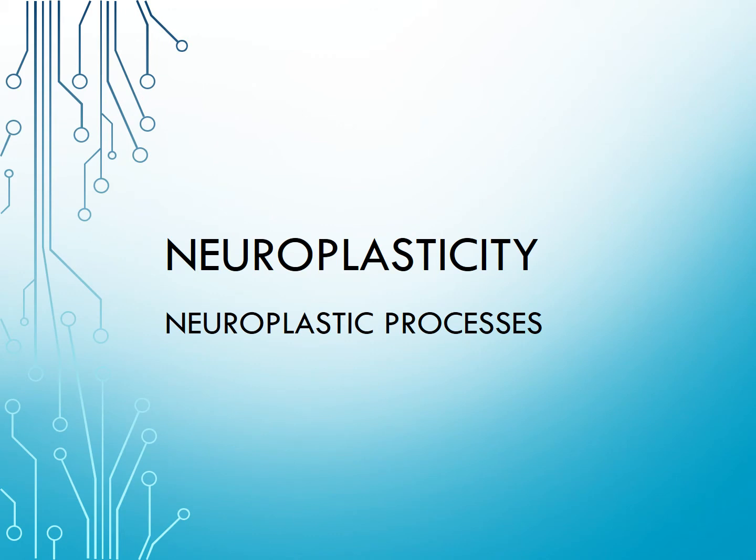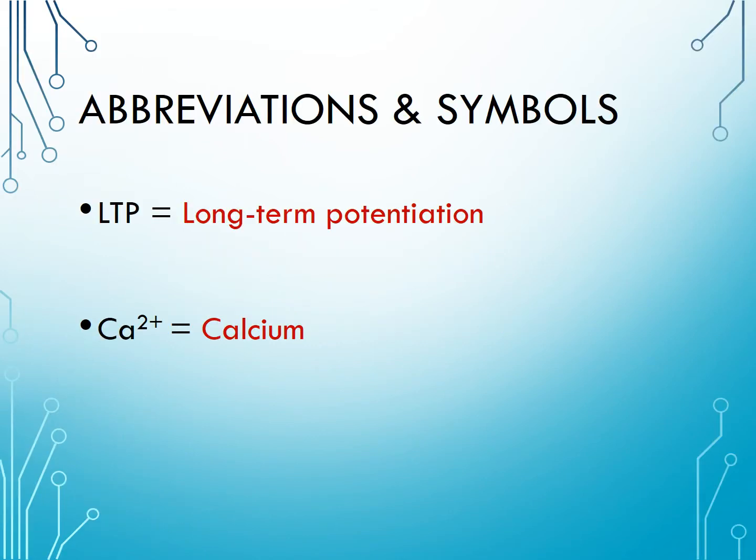Welcome to the lecture on neuroplasticity. In this first part, we're going to talk about some of the cellular processes that take place during neuroplasticity. In this part of our lecture, we will use the abbreviation LTP for long-term potentiation. We will also once again see the chemical symbol for the ion calcium, Ca2+.